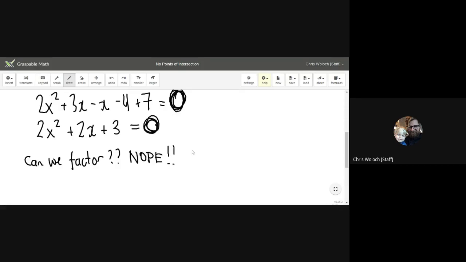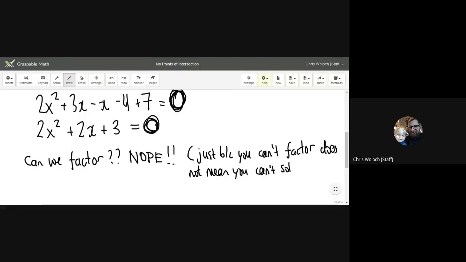Okay, but just a reminder, right? And this is kind of the reason I'm just bringing this up, right? Just because you can't factor does not mean you can't solve it. Okay. So yeah, if we can't factor it, then we have to remind ourselves about the quadratic formula.